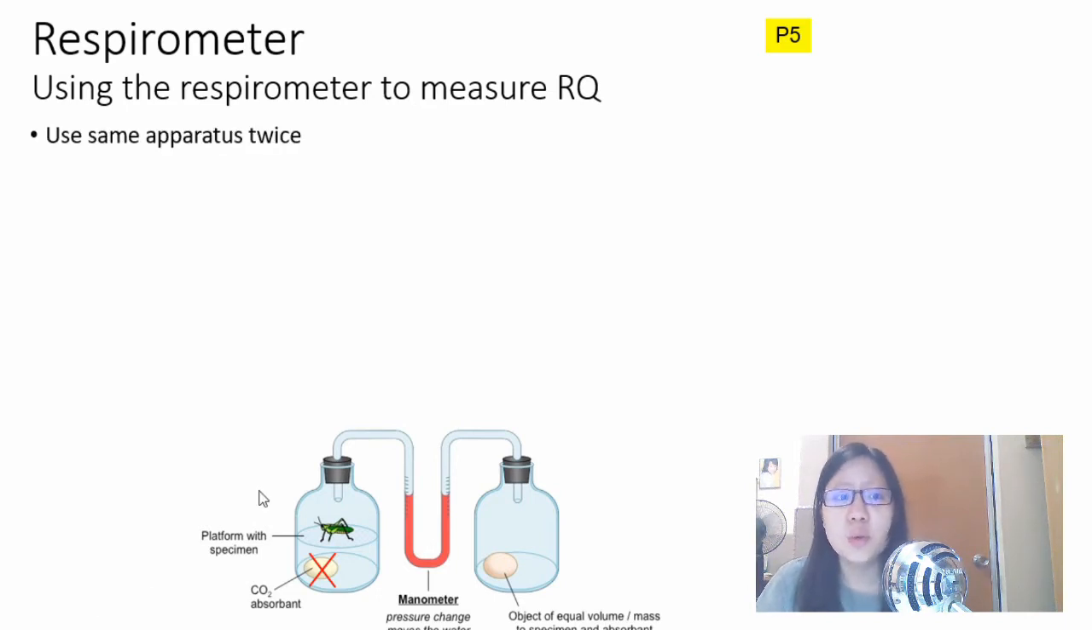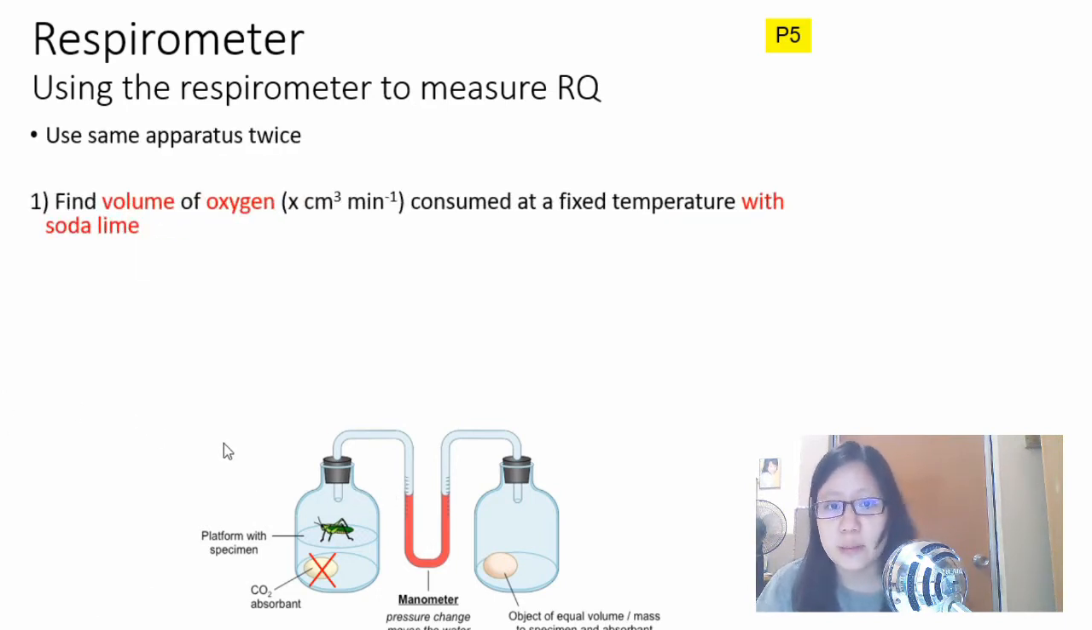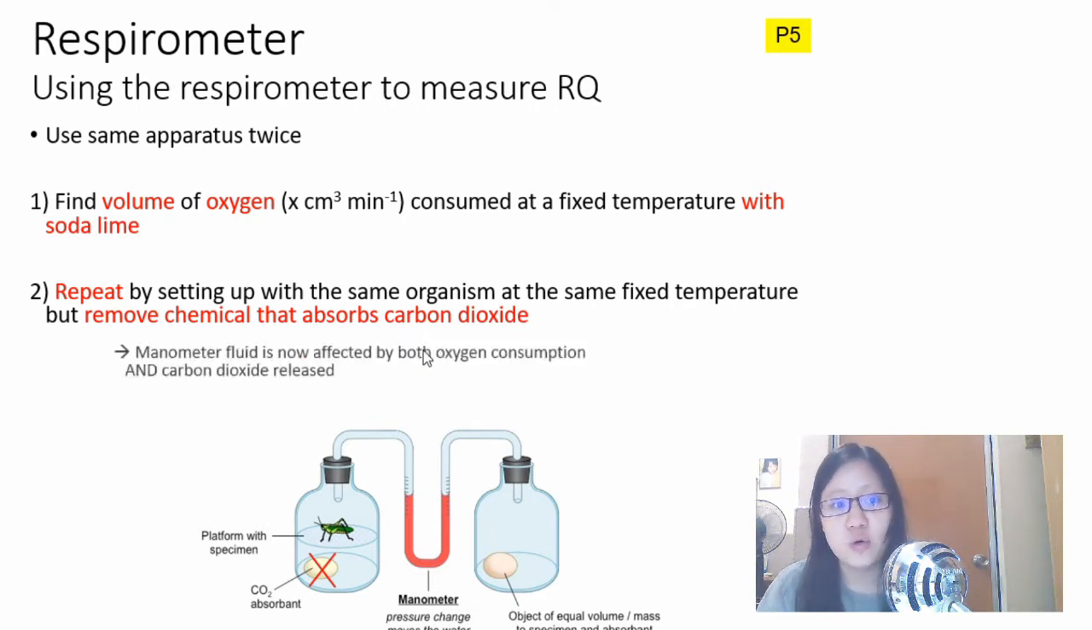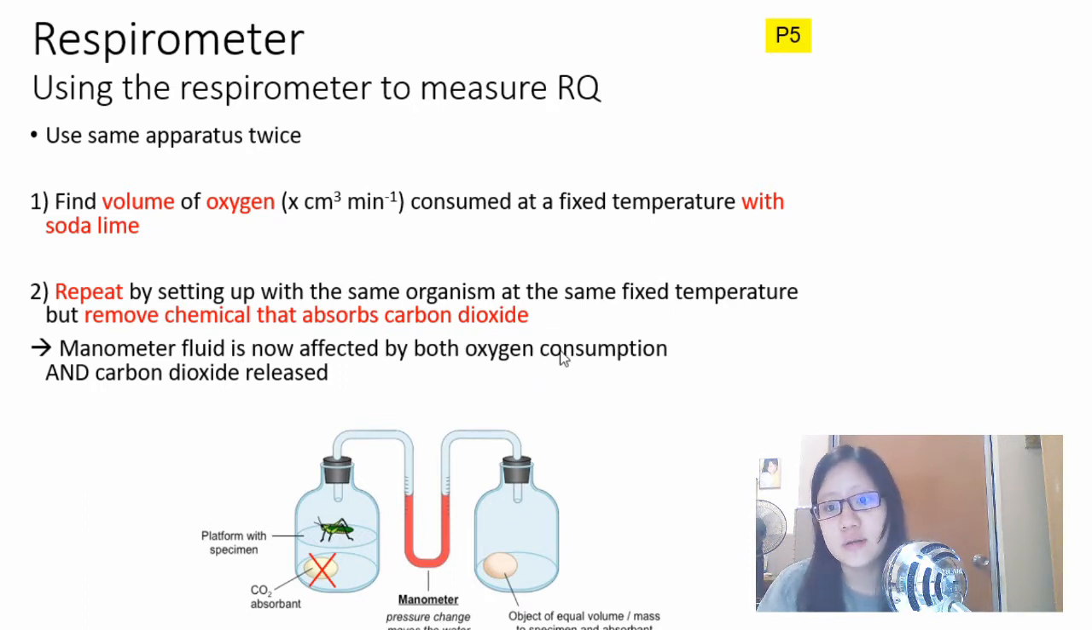We have to do the experiment twice. We use the same apparatus, same organism, same temperature twice. At first we will use the setup with soda lime that I just described to find the volume of oxygen taken in. But then in the next experiment, we are going to remove the soda lime, the chemical that absorbs carbon dioxide, and we repeat it again so that the manometer scale will be affected by both oxygen consumption and carbon dioxide release. But because from the first experiment, we already know how much oxygen is consumed, with that knowledge, we can calculate experimentally how much carbon dioxide is released.